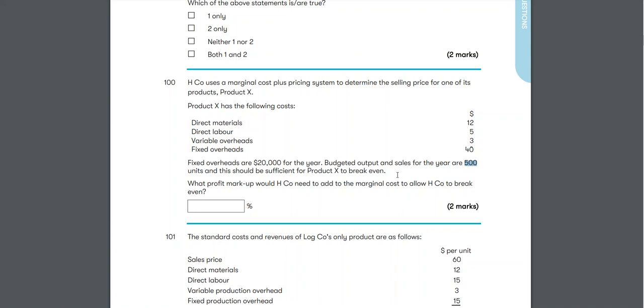Remember, they are not asking for the break-even point. They're asking how much profit we should charge to break even. And remember, the profit should be enough, which means contribution here. It should be enough to cover the fixed cost. So if we are selling 500 units, we need to earn enough profit so that fixed costs can be covered.